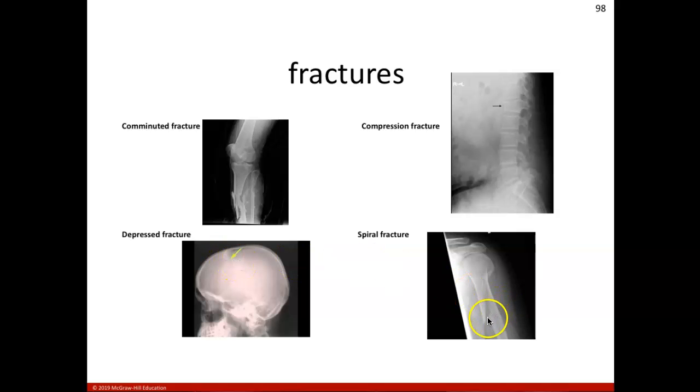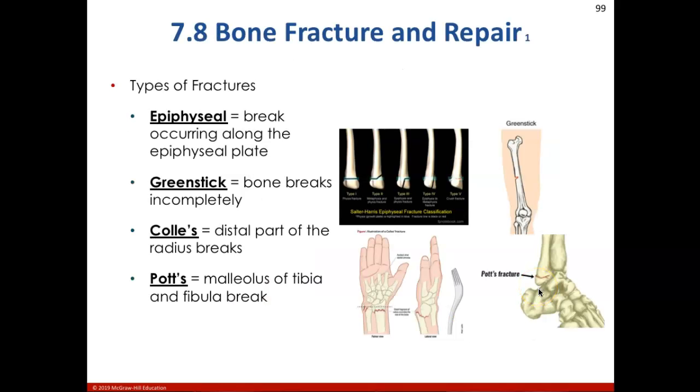And then our spiral fracture is of the humerus here, where you see a little bit of a jaggedness to the break. And this is the last slide on the types of fractures. We can have an epiphyseal break in which we are going to have that break occur along the epiphyseal plate. There are different types. You don't have to know the different types, but I wanted you to be aware of that.